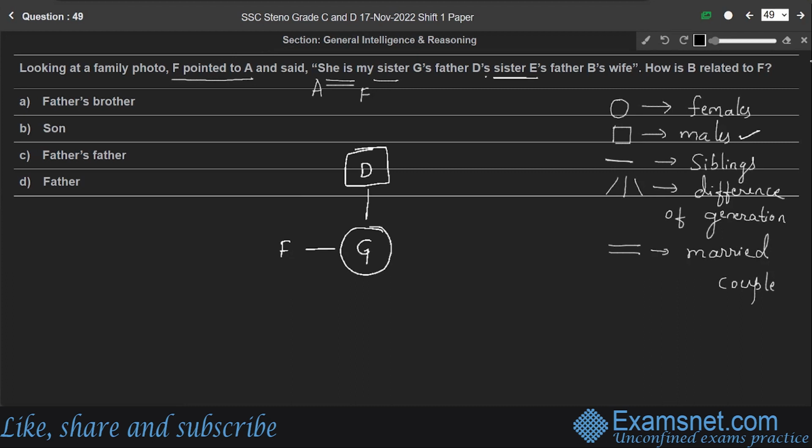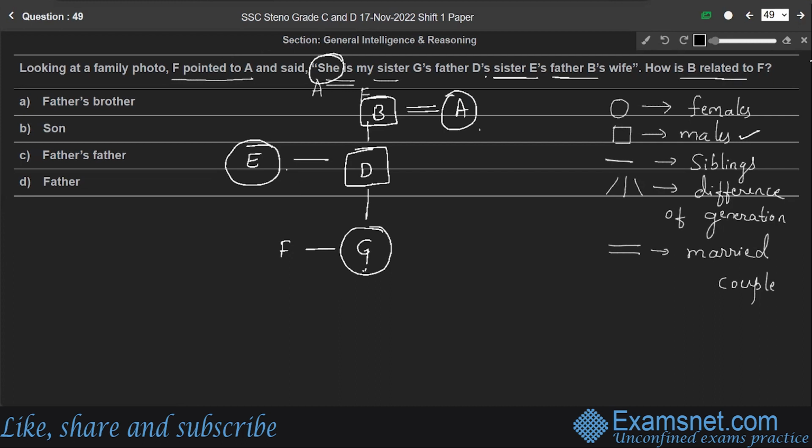D and E are siblings. E is D's sister, therefore use a circular symbol. D and E's father is B. Since D and E are siblings, their father is B, and B's wife is A. So F's sister G's father is D, sister E's father is B. B's wife is A, right?